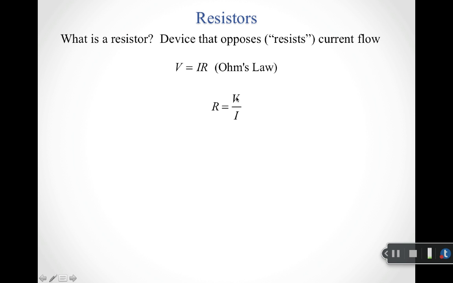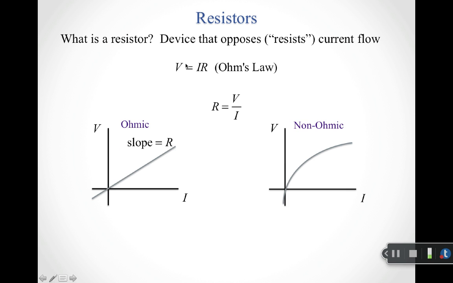So if you've got a potential across your resistor and you have a very high resistance, then you're going to get a small current. So if you fix the potential across your resistor, the larger the resistance is, the smaller the current will be that runs through it.